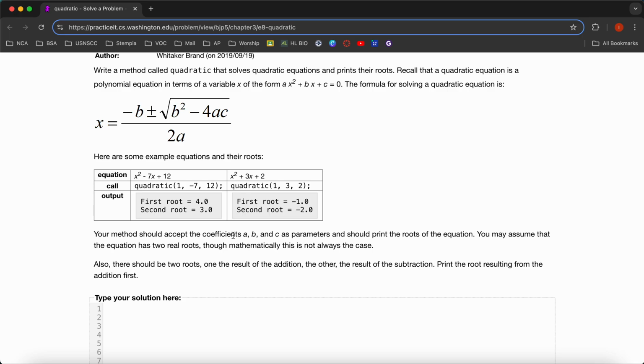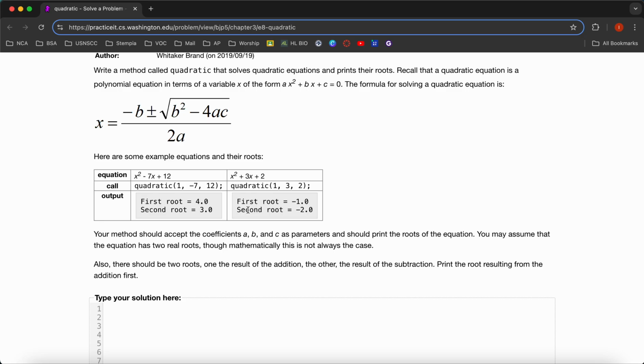Your method should accept the coefficients a, b, and c as parameters and should print the roots of their equation. You may assume that the equation has two real roots, though mathematically this is not always the case. Also, there should be two roots, one the result of the addition, the other the result of the subtraction, and print the root resulting from the addition first.